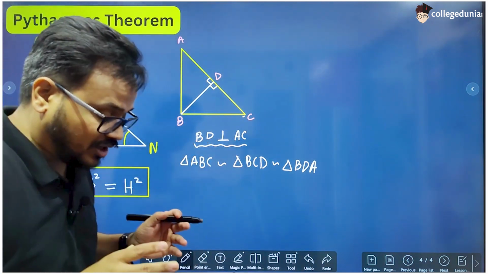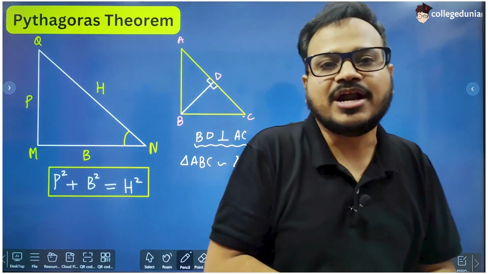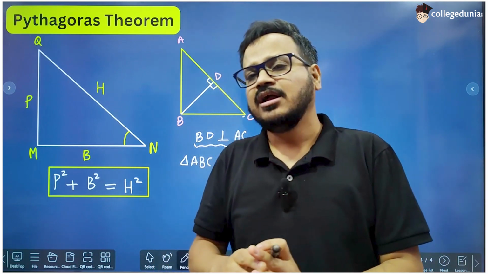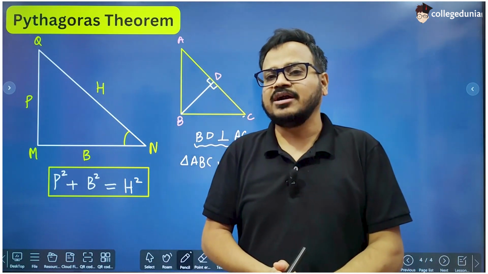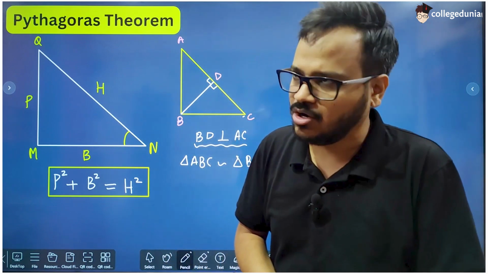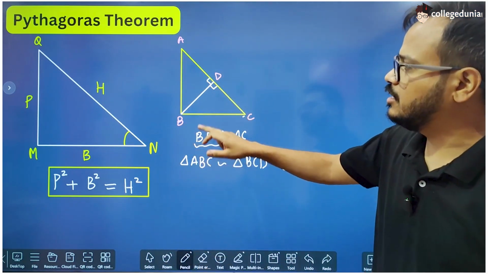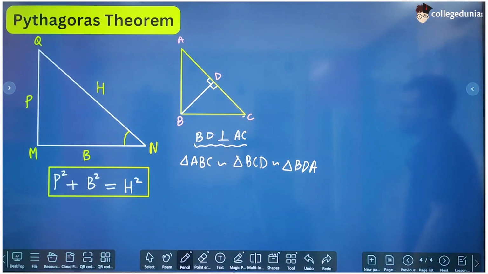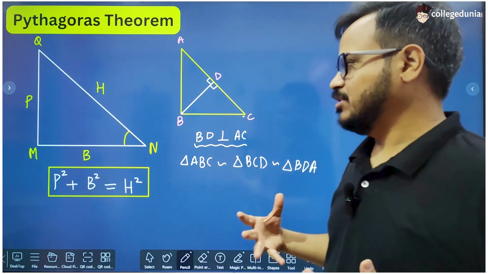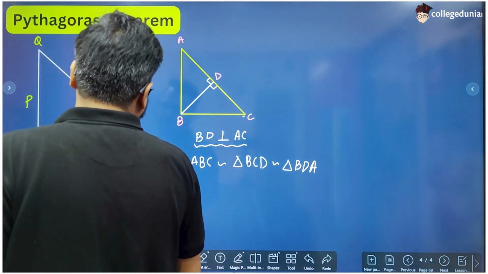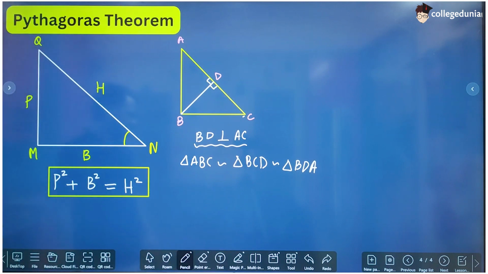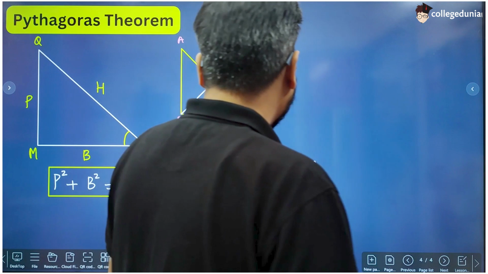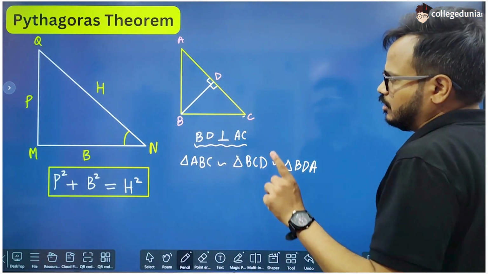So these two small triangles are separately similar to the bigger triangle. Obviously, if they are separately similar to the bigger triangle, then they are similar to each other also. So we can say that all these three triangles, 1, 2 and the bigger ABC, all these three triangles are similar to each other. And if the triangles are similar, the ratio of their sides is equal. So that is the result that we are going to use in case of Pythagoras theorem.